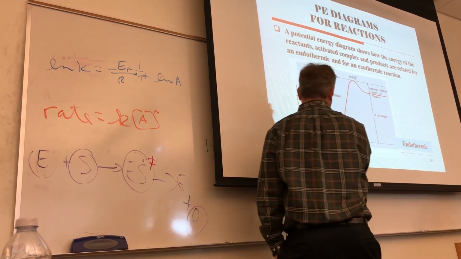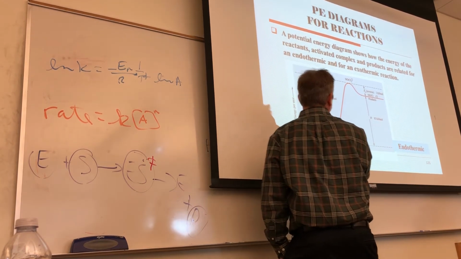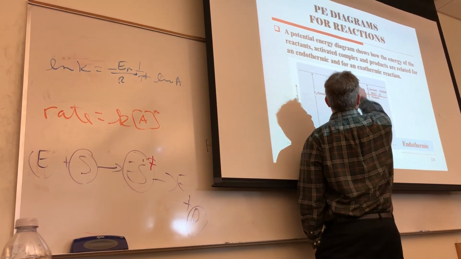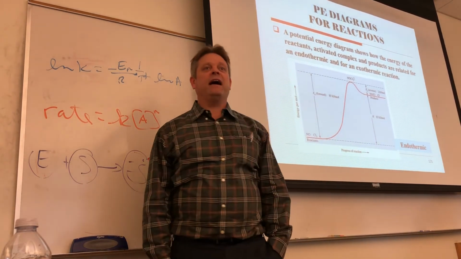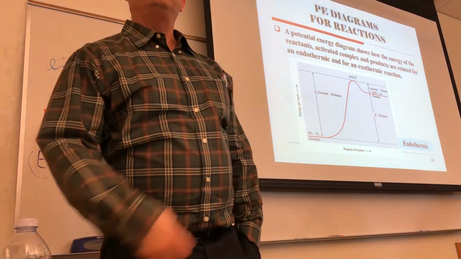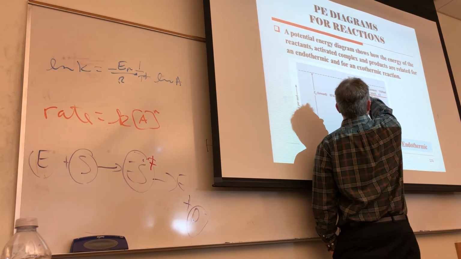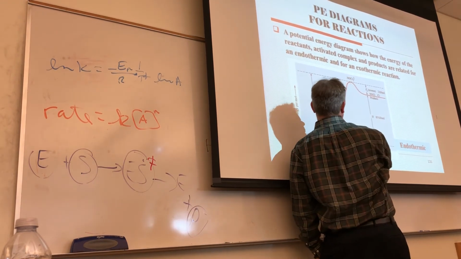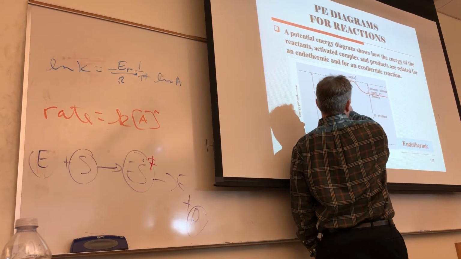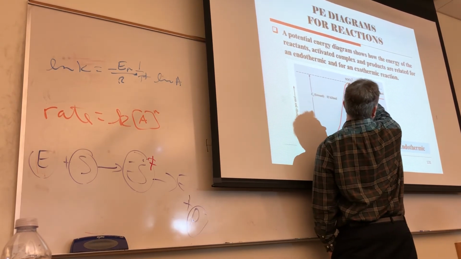My energy for my reactants are here. What is this from here up to that point? That's my activation energy. Okay, that's all of my activation energy. Then, as I overcome this huge activation energy, at least from the picture, it looks like 85 kilojoules per mole, I need to get up to here.